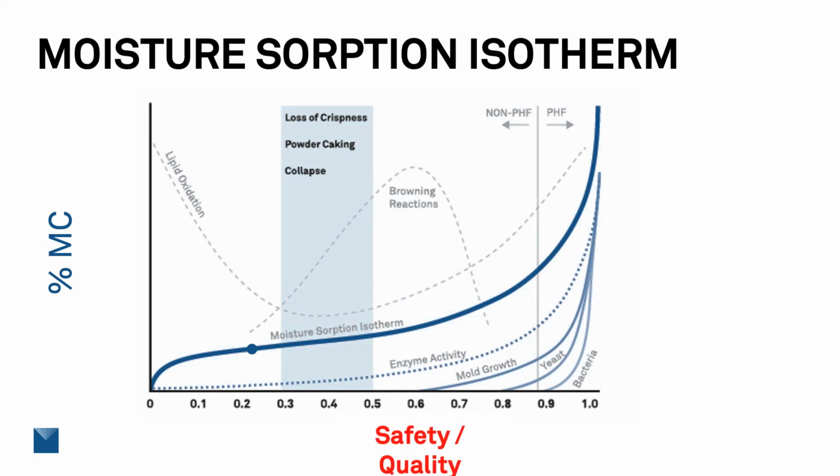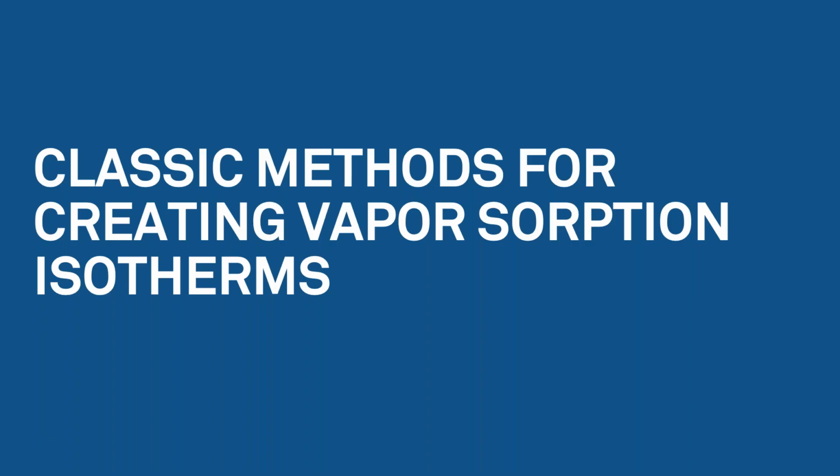So another way to think of it too is, instead of thinking of water activity, it might be easier to think of safety and quality on this x-axis. And instead of moisture content, you can kind of think of that as yield and revenue. So if we can find the sweet spot where your product needs to be, then you can maximize both of these measurements. So next, Zachary is going to talk about the classic ways to create vapor sorption isotherms.